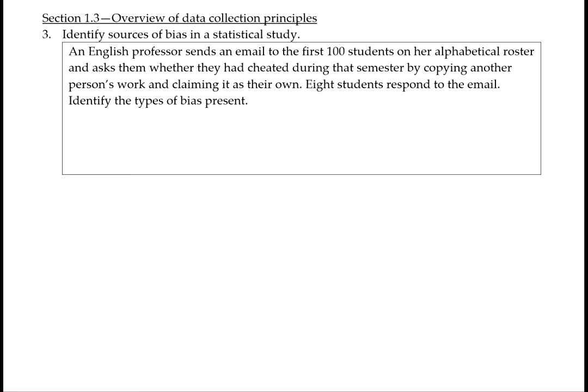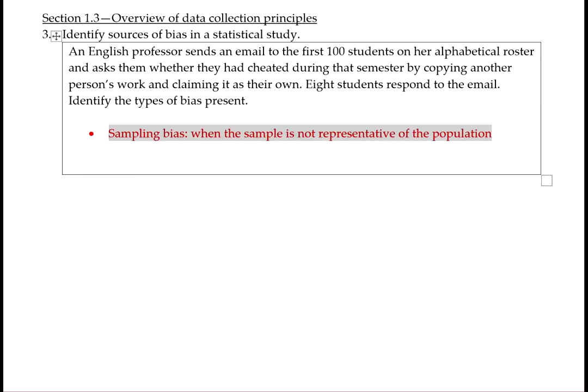Objective 3 of Section 1.3 is to identify sources of bias in a statistical study. So let's first talk about what the sources of bias are. The first source of bias is called sampling bias. This happens when the sample is not representative of the population.